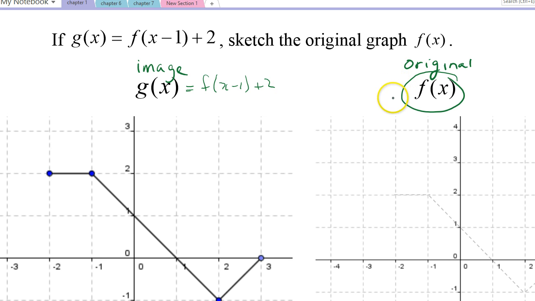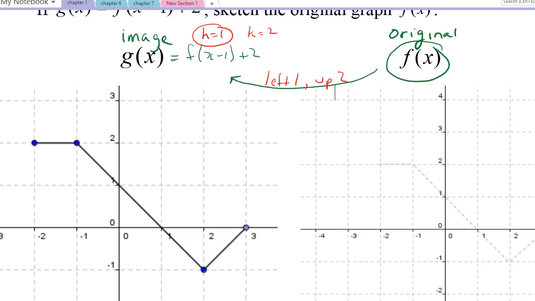if we would have been given the original and to make g of x, what had to be done? This minus 1 means that h is equal to 1, k is equal to 2. If h is equal to 1, that means my original f of x, I had to make it go left 1, and I had to go up 2. So the original function after I went left 1 and up 2 would have given me g of x.